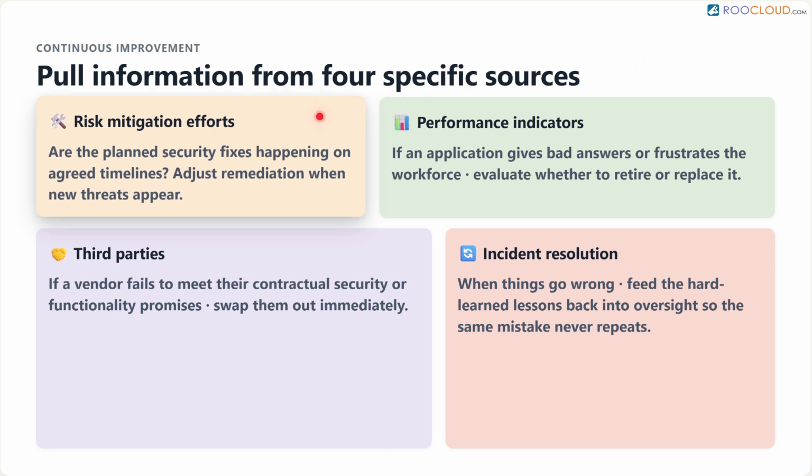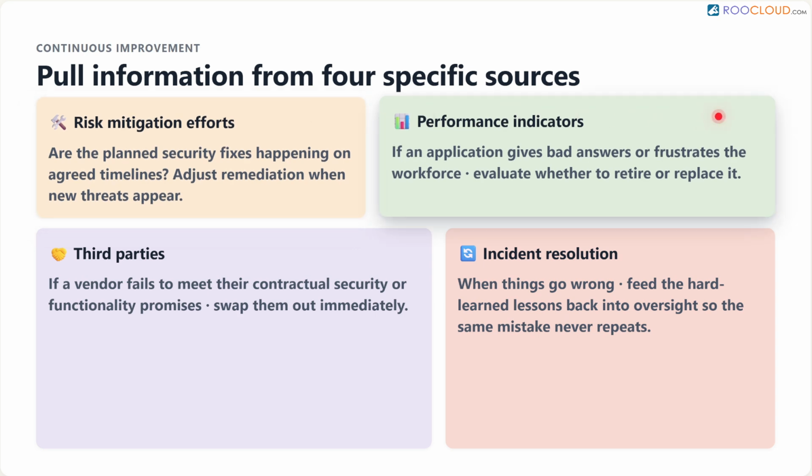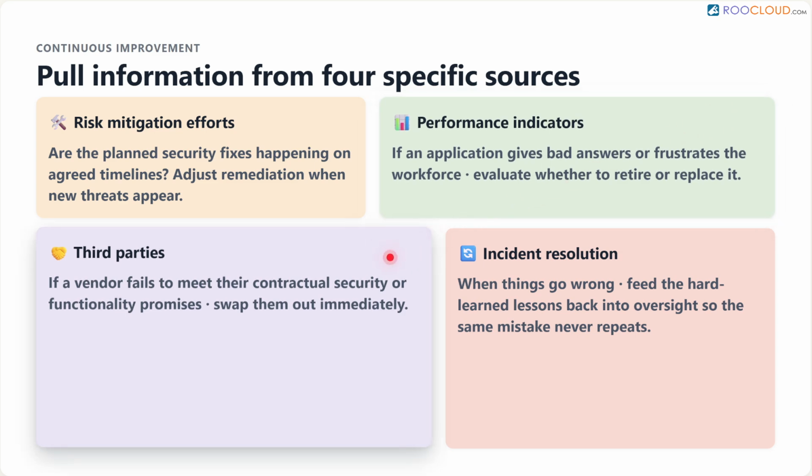First, we look at risk mitigation efforts. This simply means checking if our planned security fixes are happening on agreed-upon timelines and adjusting those remediation plans if new threats or opportunities pop up. Second, we track performance indicators. If an application starts giving bad answers or frustrating the workforce, we have to evaluate if it needs to be retired or replaced.